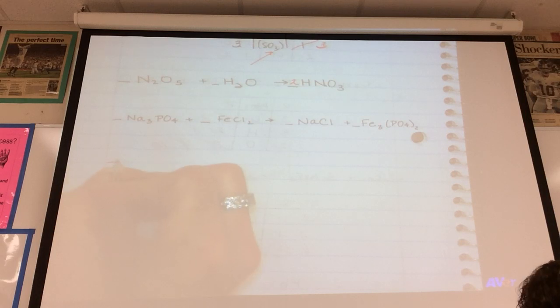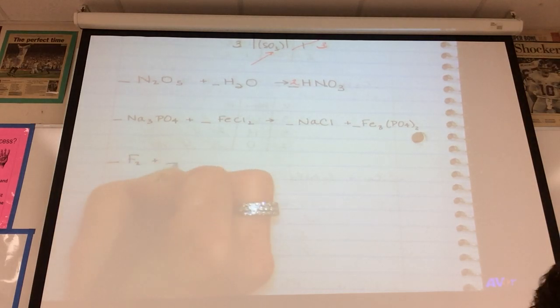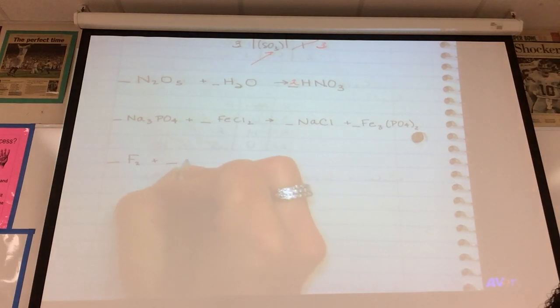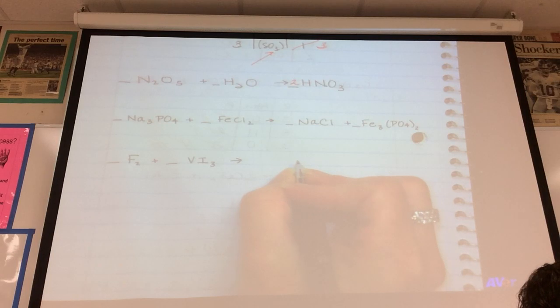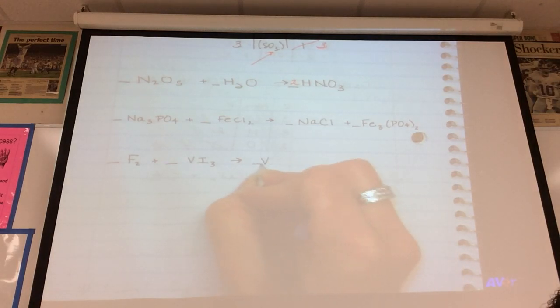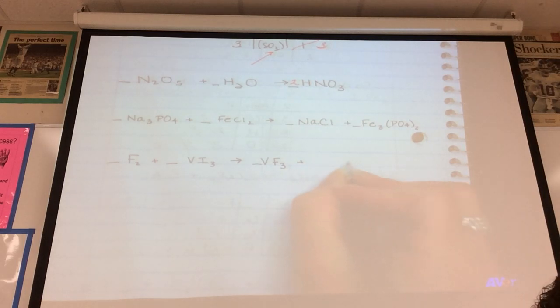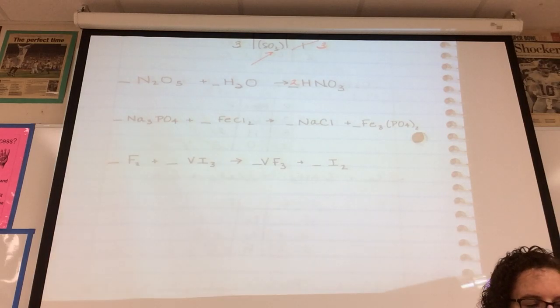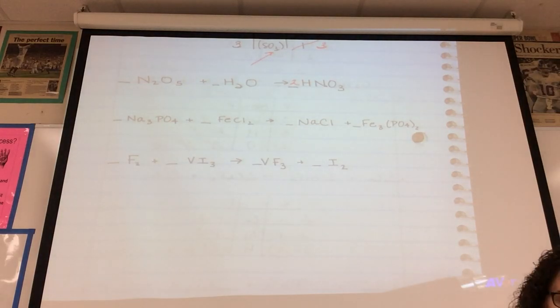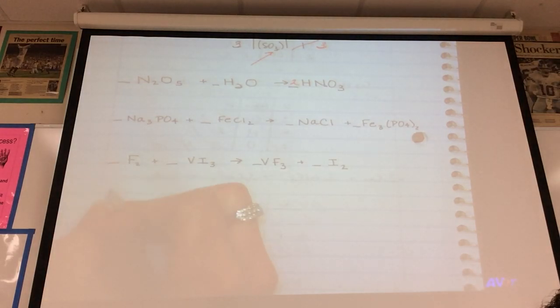The next problem is tricky as well because it says fluorine gas. How do you write fluorine gas? F2, good, it's diatomic. Vanadium 3 iodide, vanadium 3 fluoride. And how would you write iodine? I2. And take a few minutes to try and balance those. We'll give it a look-see.